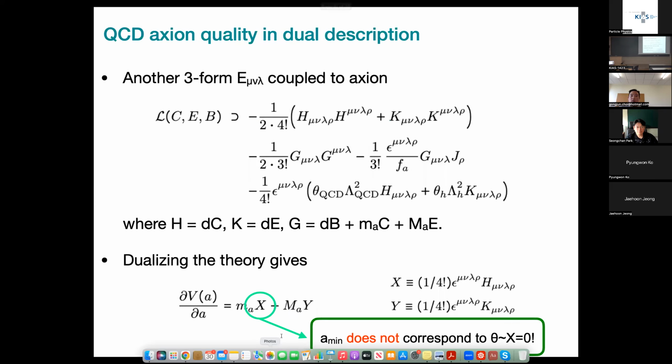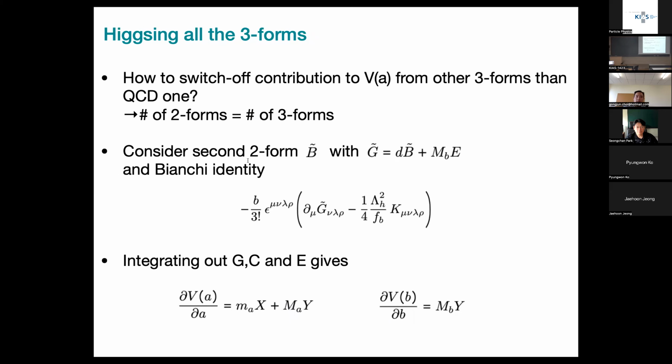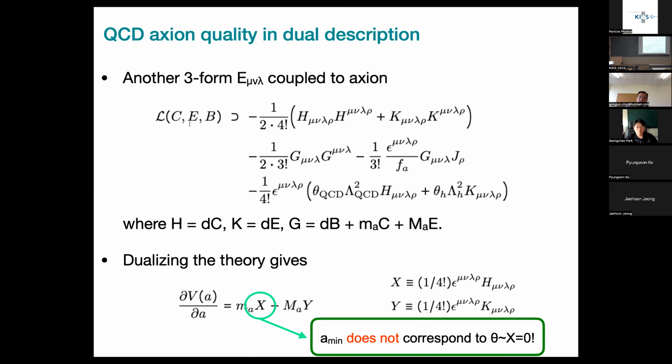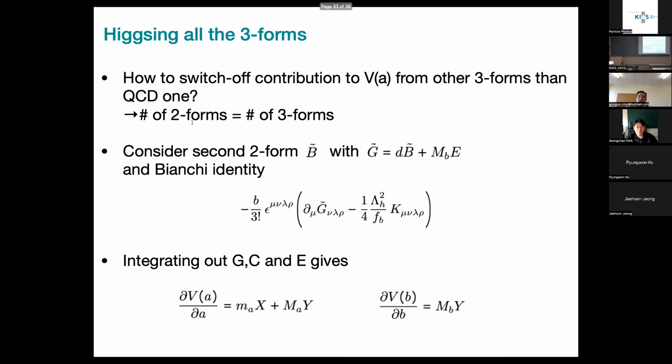If you can somehow switch off this extra three-form contribution to the axion potential, then that is a solution. How could we do that? That can be done by guaranteeing that your theory has a matching between the number of two-forms and the number of three-forms. Here, I have one two-form axion, but I have two three-forms. So there's a mismatch: the number of two-forms is smaller than the number of three-forms. But if you achieve this matching of the number of forms by introducing one more two-form, then the argument is that there's no quality issue.